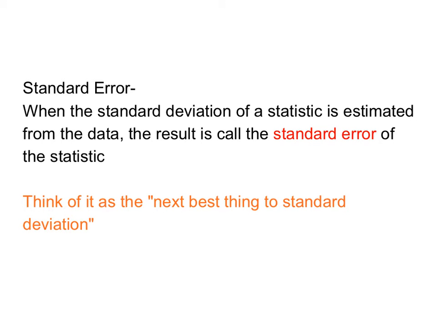We talk all the time about standard deviations when we're looking at the normal model, but if we are not given our true proportion or true population parameter, we use this idea of standard error. So what is standard error? When the standard deviation of a statistic is estimated from the data, the result is called the standard error of the statistic. Think of it as the next best thing to standard deviation. We use it the same way as standard deviation, but when we are estimating it from a statistic using our p-hats, we're going to call it standard error from this point on.